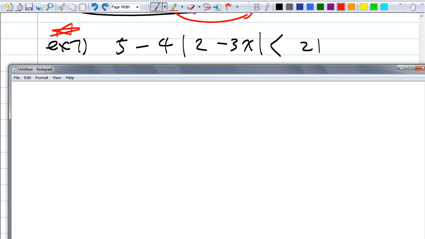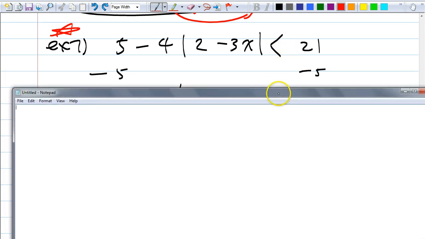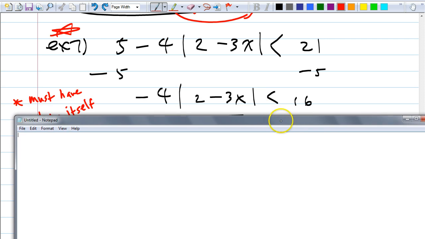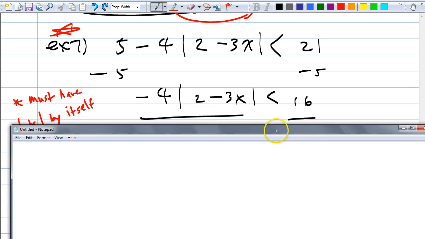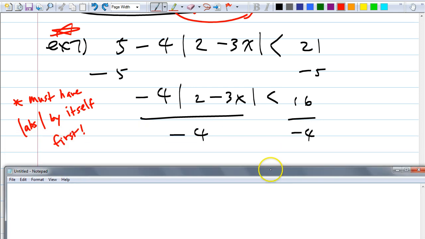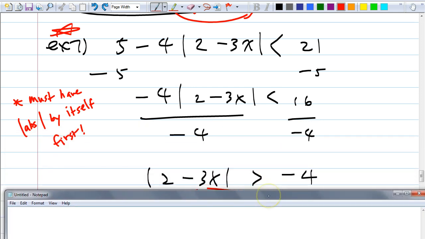Right now, it looks like it's "and" because you have a less than symbol, but when you subtract 5 and divide by negative 4, when you divide by a negative, what happens to the inequality symbol? It reverses. Now, do you see how when I have the absolute value by itself, you get greater? Yeah, Sophia?